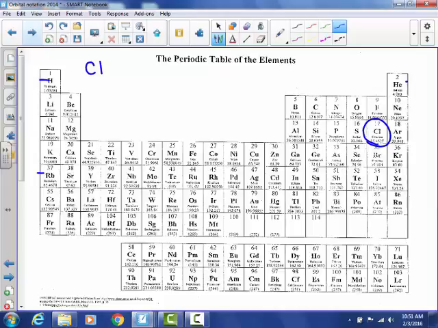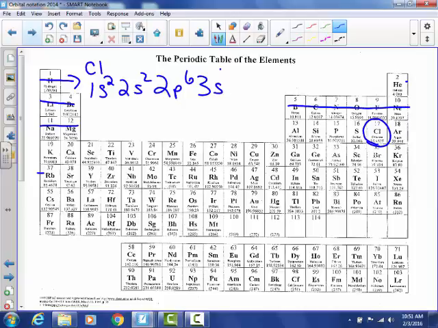Okay, 1s2, 2s2, 2p6, 3s2, 3p5. That would be it. All right, one last one, okay? And this one's going to be a big one, and you're going to do a lot of writing. I'm going to have you do osmium. Okay? Go.